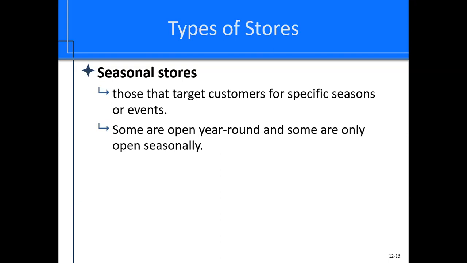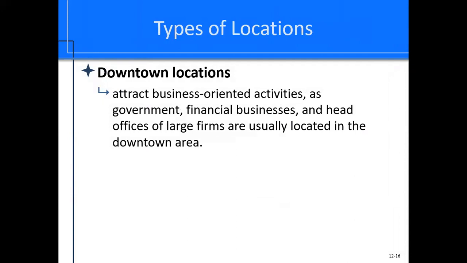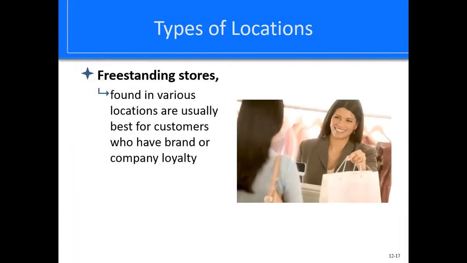So some of the stores only open seasonally, and some are actually open year round. Like Party City is also a place where we can buy Halloween stuff, but I think they are open all year long. And then different locations. So the downtown location. Where I am is a tiny town, and we have a lot of stores on the main street of the downtown area. And then we have the freestanding stores.